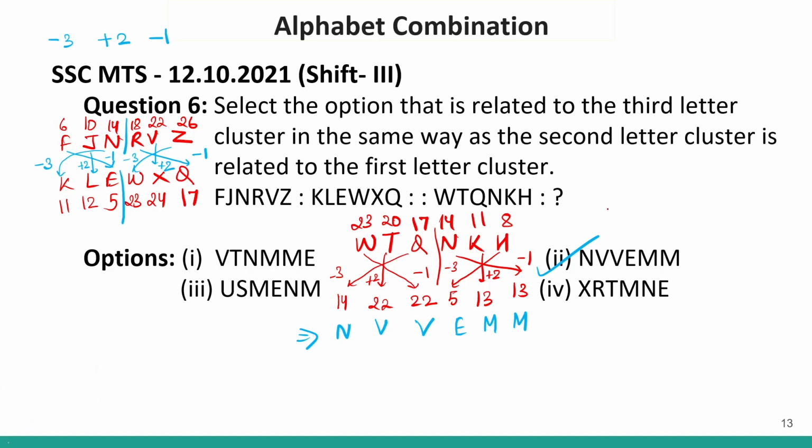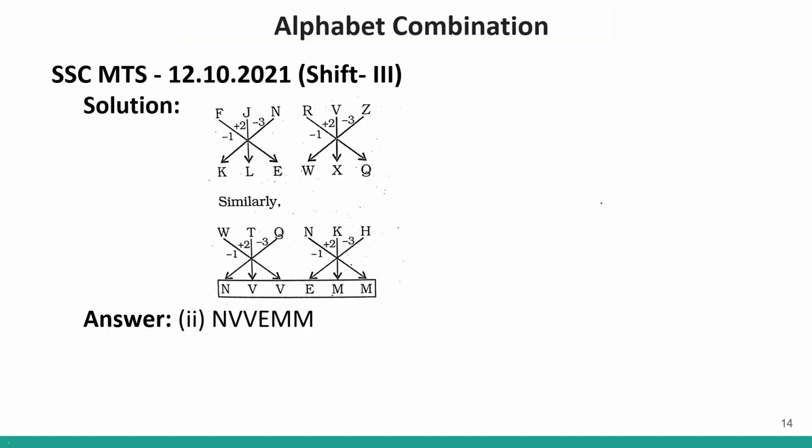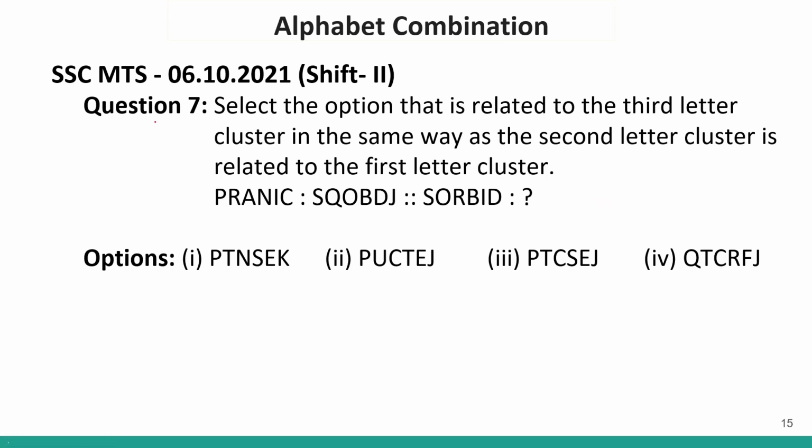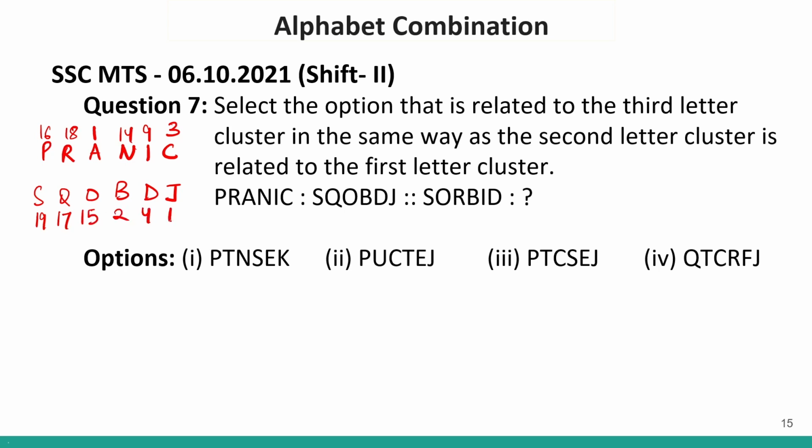Okay. Moving on to question number 7. Question number 7, similar question. Let us look at how it is coded. So PRANIC is coded as SQOBDJ, right? P is how much? 16. This is 18. This is 1. This is 14. This is 9. And this is 3. Similarly, this is 19, 17, 15, 2, 4, 10.